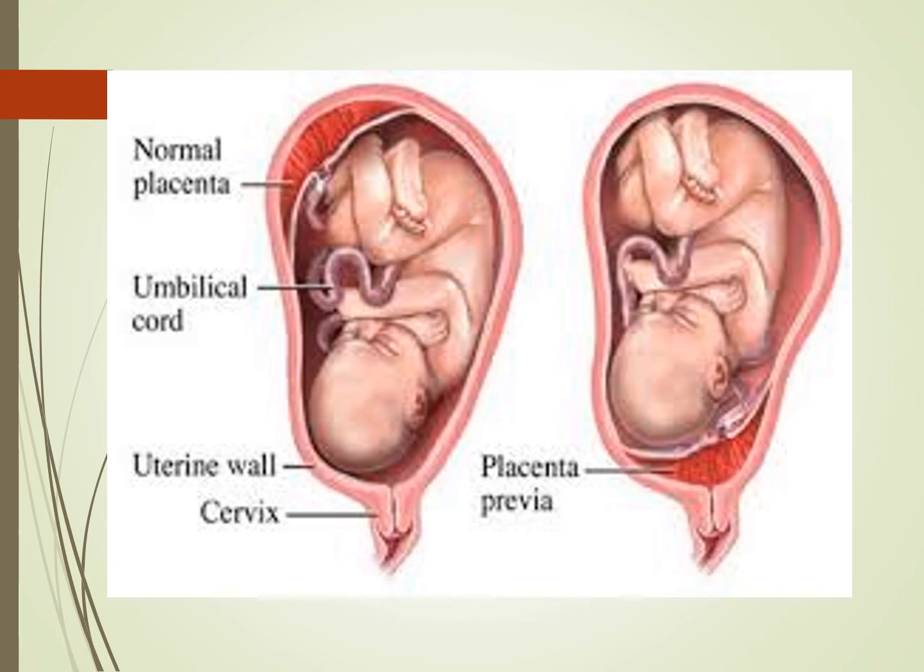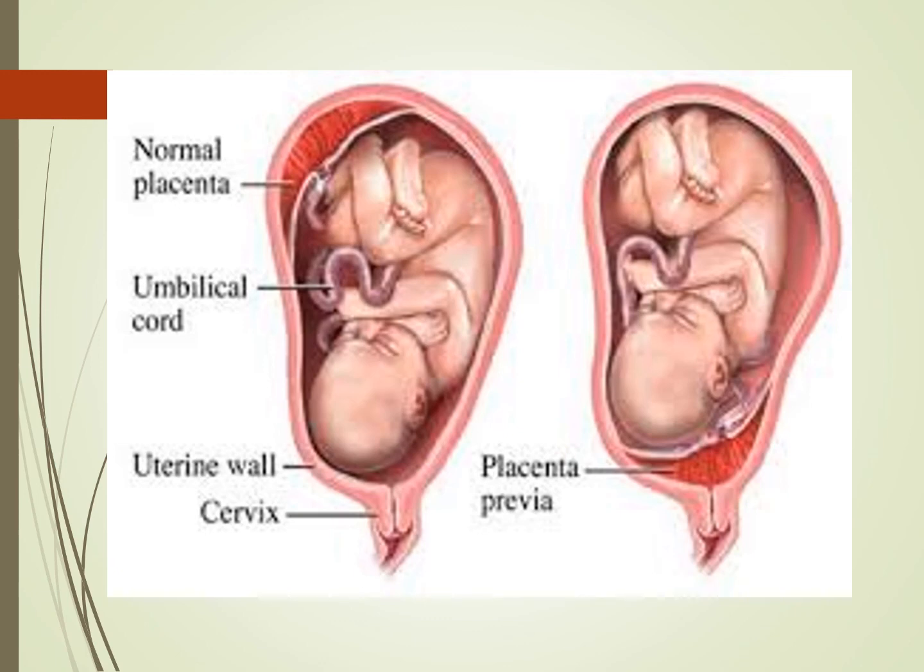So, at the time of childbirth, as I said earlier, the baby would first come out of the cervix, still attached through the umbilical cord to the placenta, so it keeps receiving oxygen and nourishment from the mother. And once the baby has come out of the uterus, then the placenta will detach and will be removed out of the uterus.